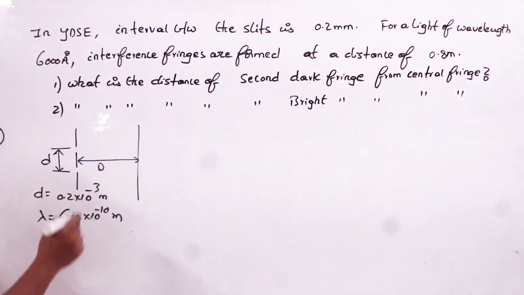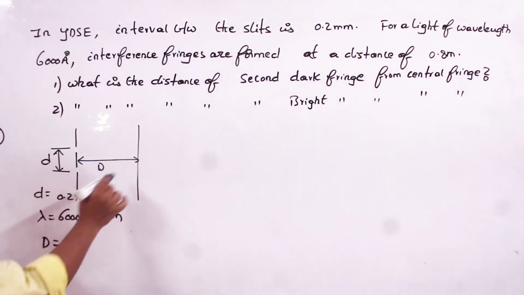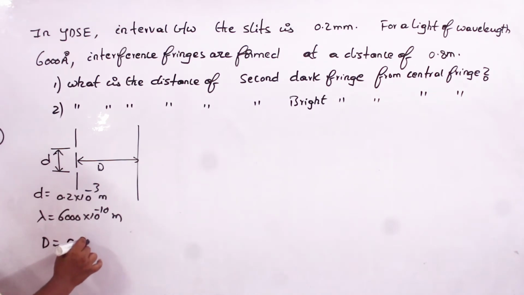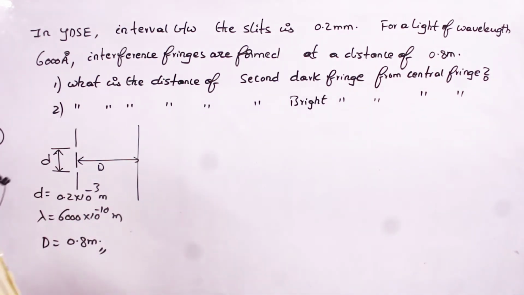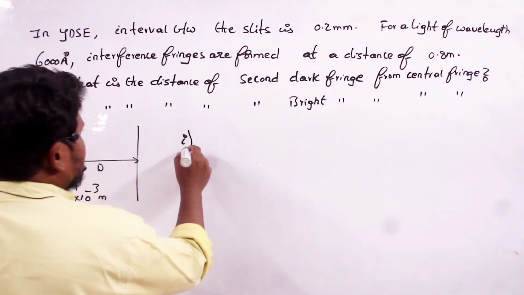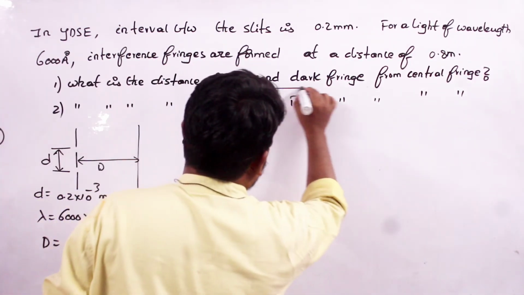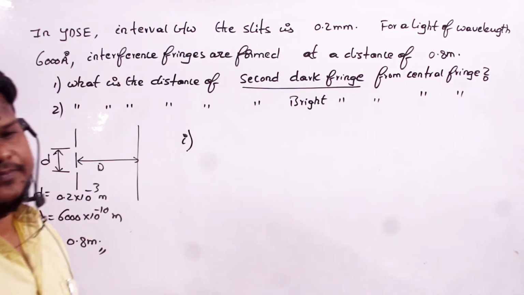Interference fringes are observed on a screen at a distance. What is the capital D, the distance of the screen? It is 0.8 meter. So this is the data which is given. Now the question is, he is asking the distance of the second dark fringe from the central fringe.